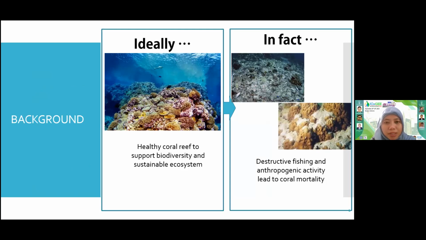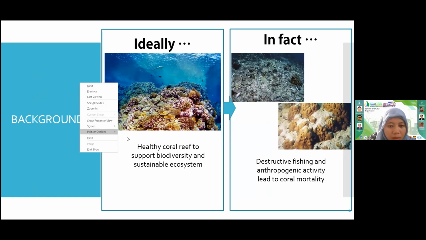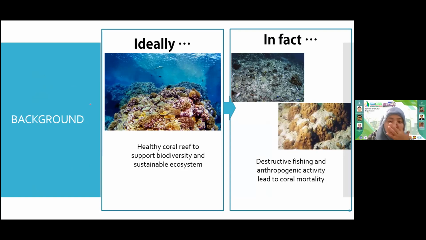So the background of this research is, as we know, ideally, a healthy coral reef ecosystem will support the biodiversity and also the sustainable ecosystems. So not only the coral reef ecosystem, but it will also support the seagrass and also the land ecosystem such as mangrove ecosystems.